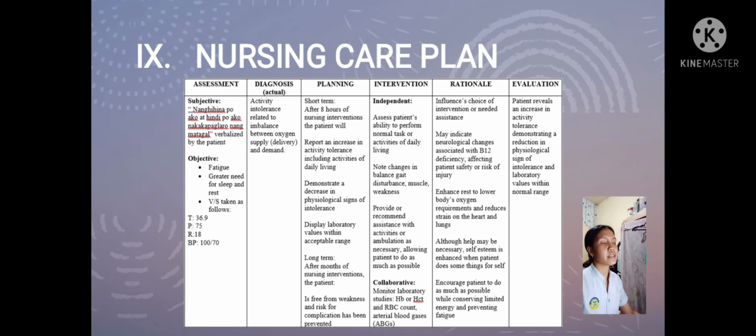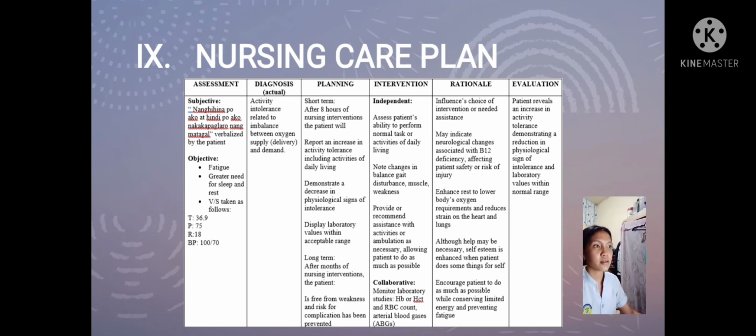Number 9 is the nursing care plan. Assessment, subjective: "Nanghihina po ako at hindi po ako makapaglaro ng matagal," verbalized by the patient. Objective: fatigue, greater need for sleep and rest. Vitals taken as follows: temperature is 36.9, pulse 75, respiratory rate is 18, and blood pressure is 100/70.